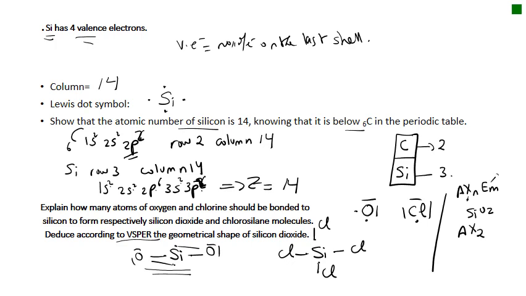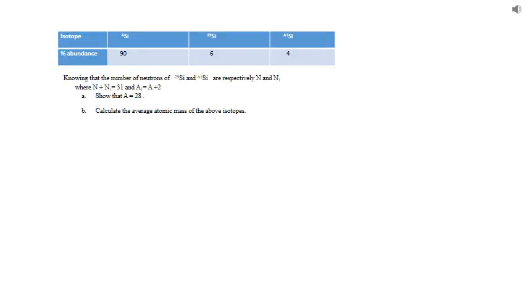E is the number of lone pairs on the central atom. Si has no lone pairs, as the Lewis dot structure of SiO2 shows. So E is 0. According to VSEPR, it is AX2. Since it is AX2, it is linear. The geometrical shape is linear.